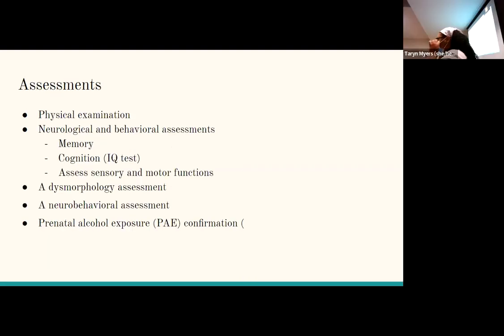Okay, so for assessments, one of the first things that they do is physical examination. They just want to monitor and compare an average baby and a fetal alcohol syndrome child, and they just measure the brain, the eyes, the features. They also do neurological and behavioral assessments like memory tests and IQ tests, of course when they get older, and just their ways of sensory and motor functions.